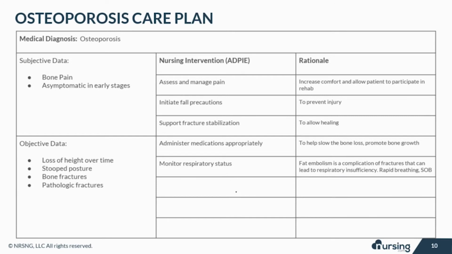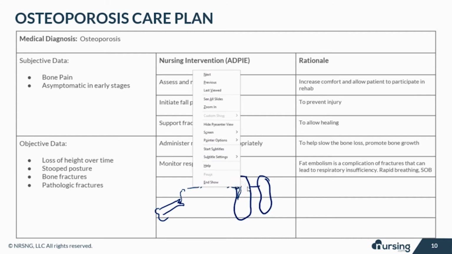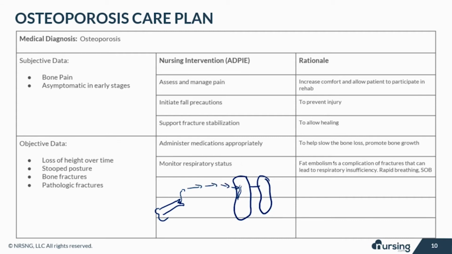You should monitor the patient's respiratory status for a fat embolism. So let's draw our lungs here. What a fat embolism is: when a fracture occurs in a bone, it's possible for some of that fat from the inside of the bone to travel out into the circulation and end up in the vessels that are supplying the lungs, which creates an embolism. So just make sure you monitor for shortness of breath, rapid breathing, and just make sure that everything is okay with the respiratory status and initiate any precautions as necessary.